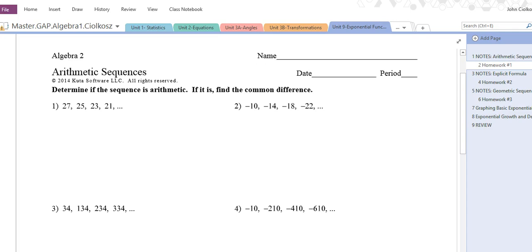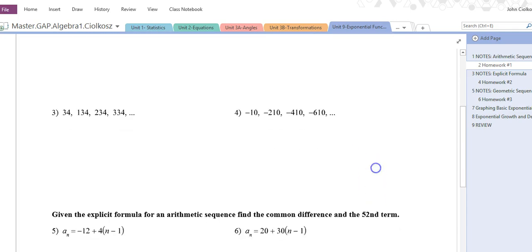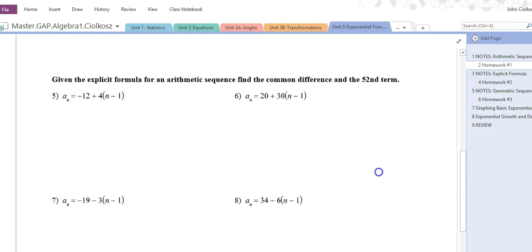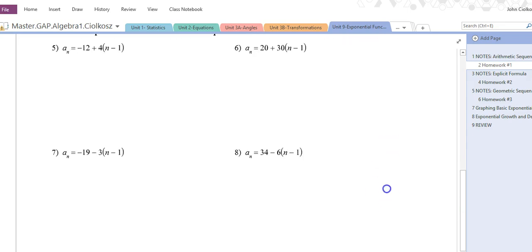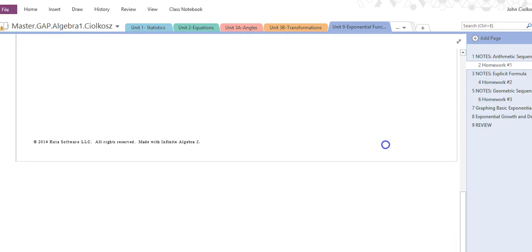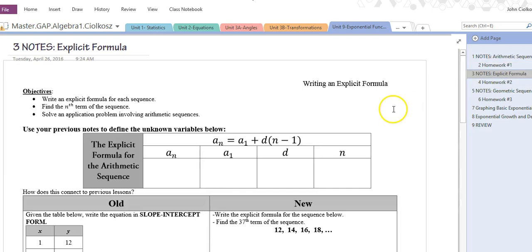For these first ones, determine if the sequence is arithmetic. If it is, find the common difference, so D. Down here, we're going to identify the common difference and find the 52nd term. So here you can just focus on finding that 52nd term. And once you've completed that, you can go on here to 3. So this is going to be another section of notes.